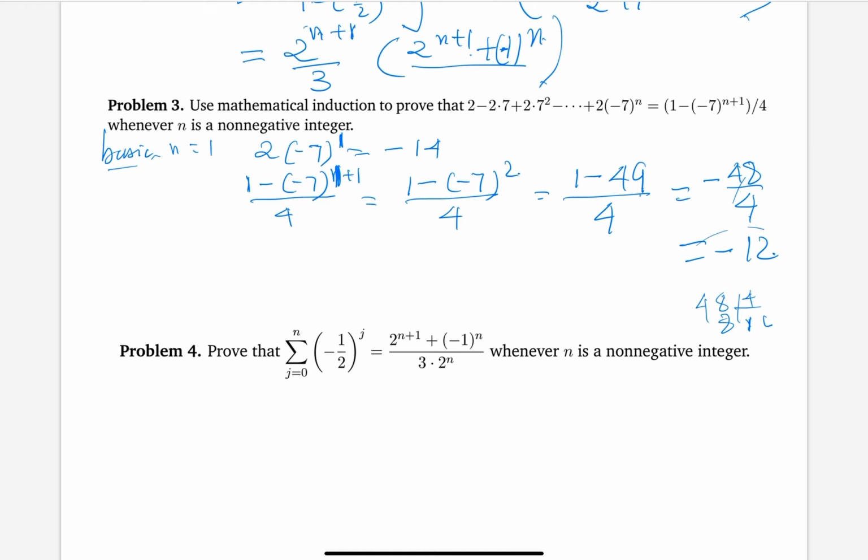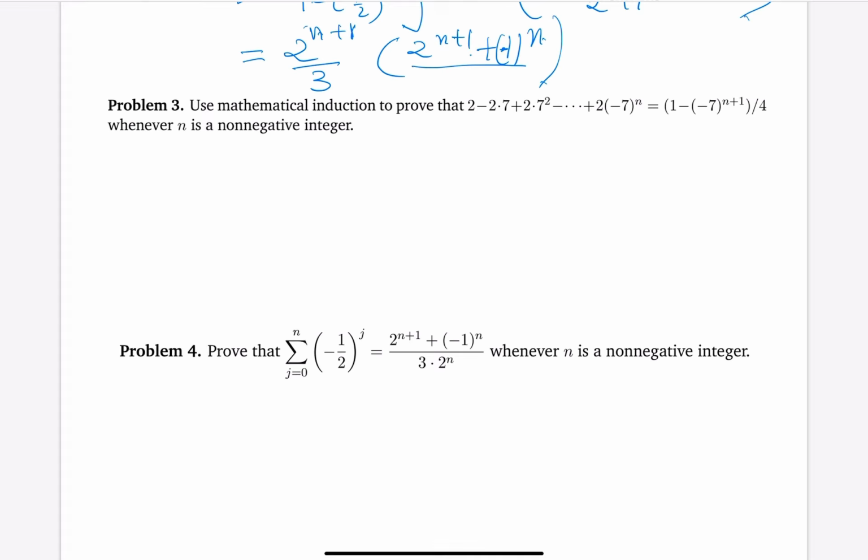How did I get 12? 49. How did I get 12? I don't know. Okay, here is 49 minus 1, I had 48. Okay, check it out. Okay, let me change the base case. Stress me out.